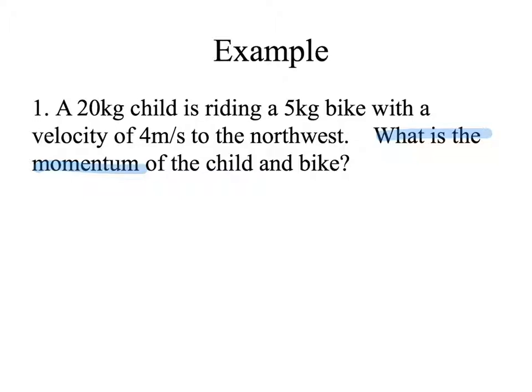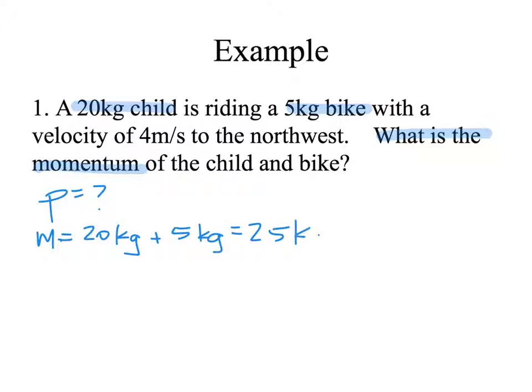All right, so momentum is symbolized with the letter P. So momentum is unknown. Then referring back to mass, I have the mass of the child and the mass of the bike. So combined, they are 25 kilograms. Just to show you here, the mass is 20 kilograms, that's the child, plus 5 kilograms of the bike. When I add those together, I get 25 kilograms. So the total mass is 25 kilograms.